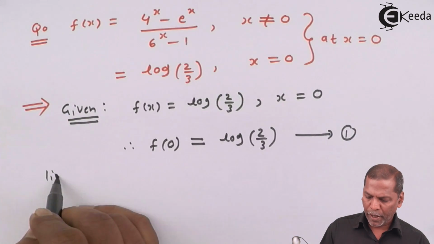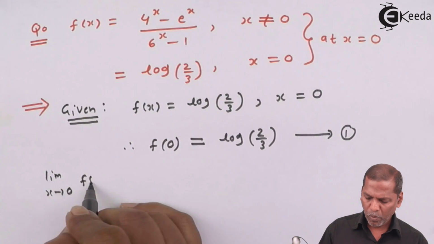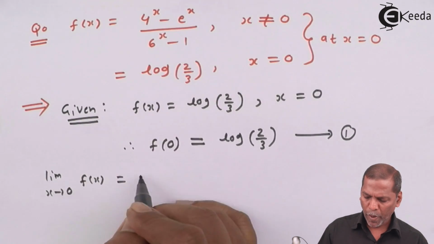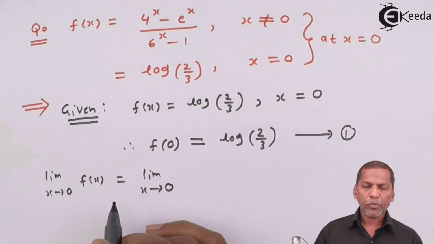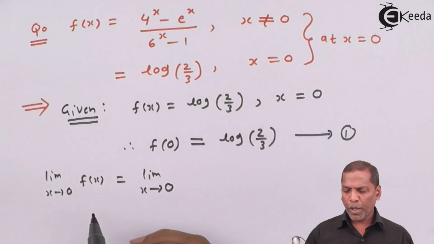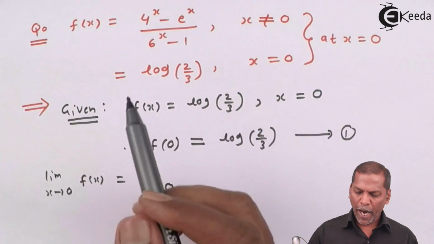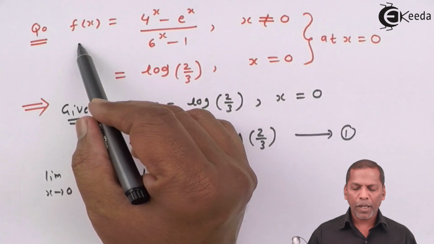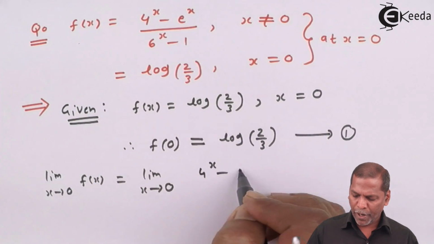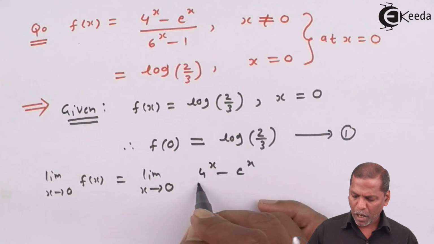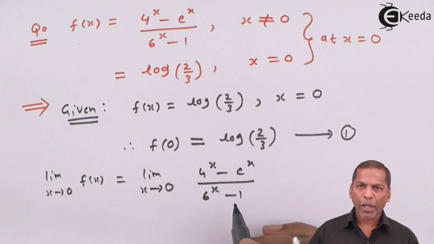Now limit x tends to 0 f of x, that is equal to limit x tends to 0. Now x tends to 0 means x not equal to 0. And in that case, f of x is defined as (4 raised x minus e raised x) upon (6 raised x minus 1).